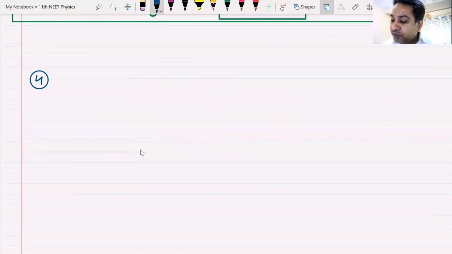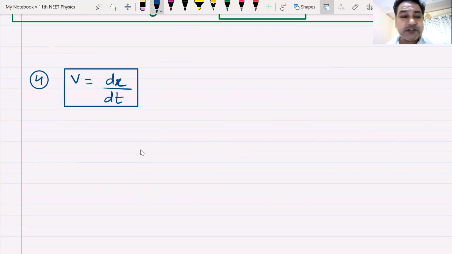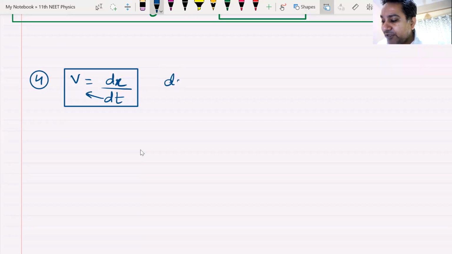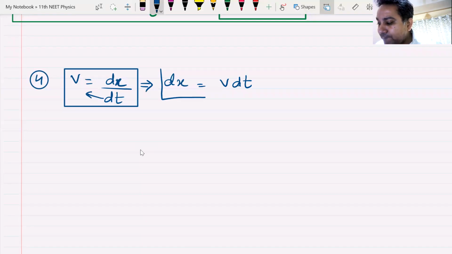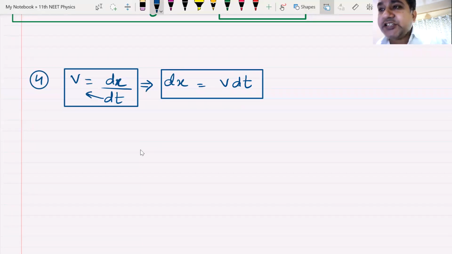Now, this is equation number 4. Equation number 4 was v is dx by dt. Velocity is the rate of change of position vector. Now I can write this equation in a different way. I can take dt on this side, so I can write dx, step number 1. I can write dx as v multiplied by dt. Am I clear? Do you understand this? What I have done here? I have just cross multiplied dt and taken it to the other side. Do you understand this?